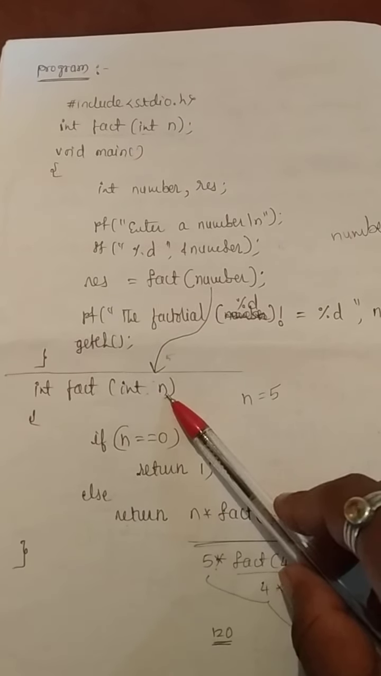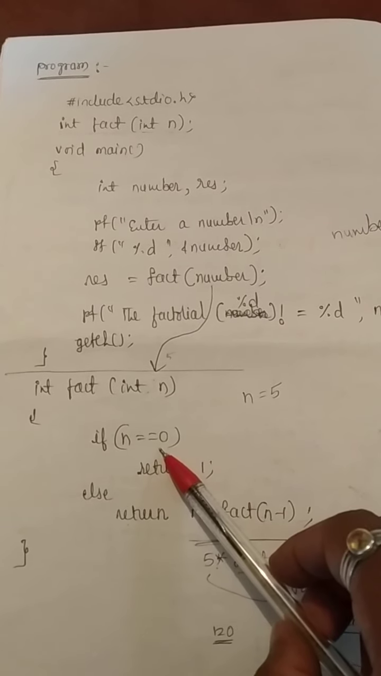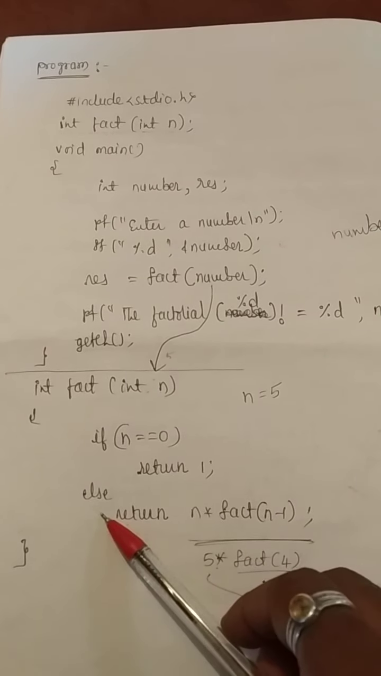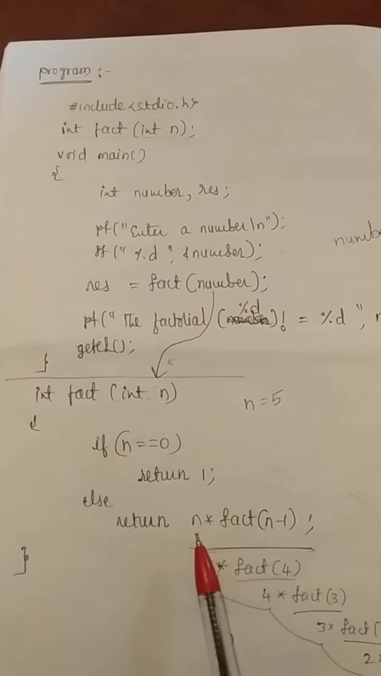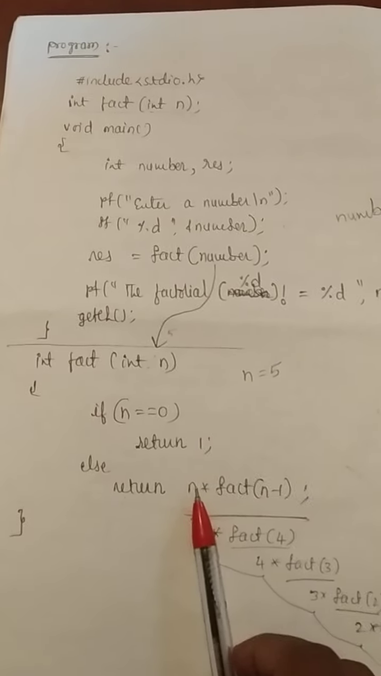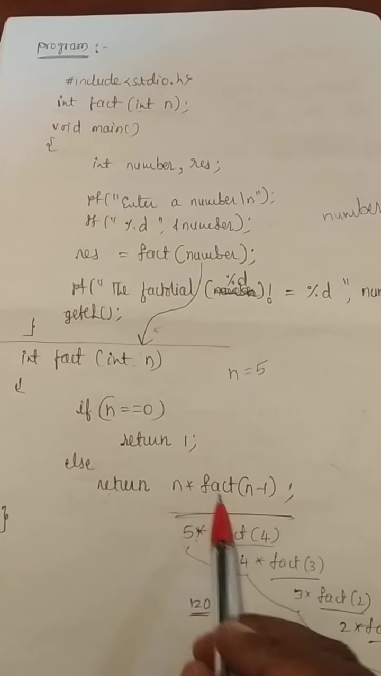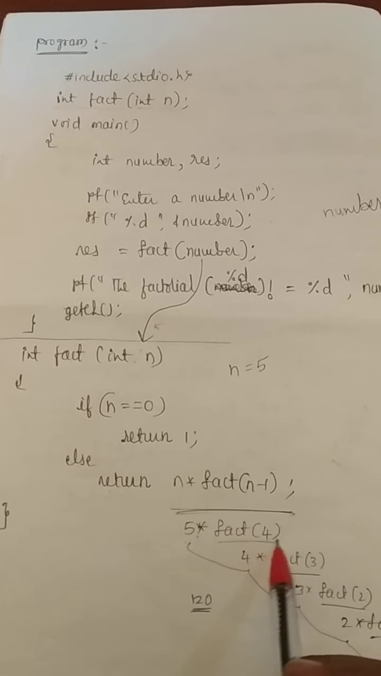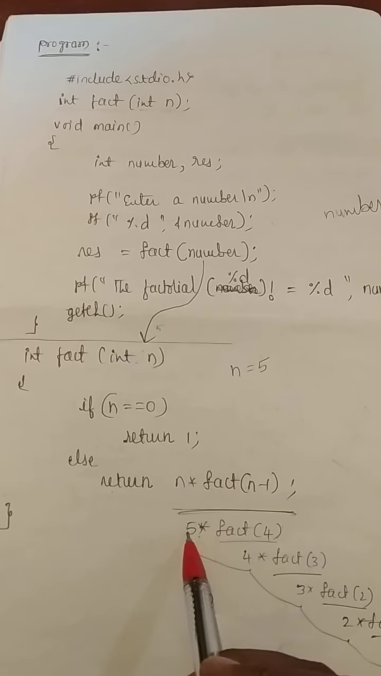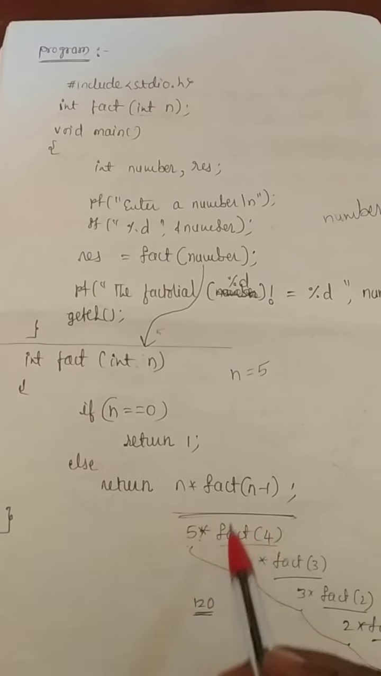So, n receives the value 5, right? Substitute here. Whether 5 is equivalent to 0? No. False means you can jump to the else part and you can return the result of this one. So it says that initially n value is how much? 5 right here. Then factorial of n minus 1. n minus 1 means 5 minus 1. How much? 4. So I am going to get in the first iteration 5 into factorial of 4. See, this is not the final result, right?